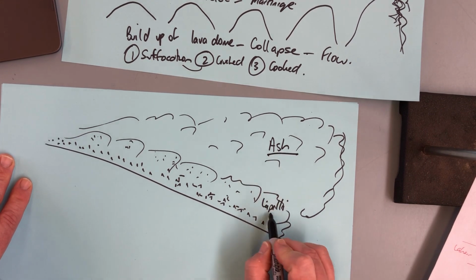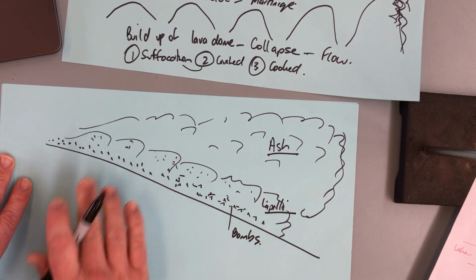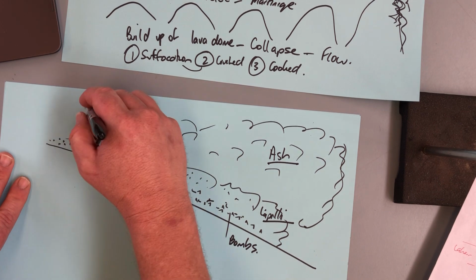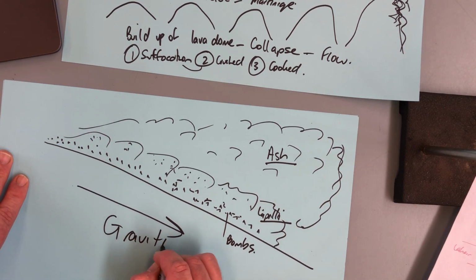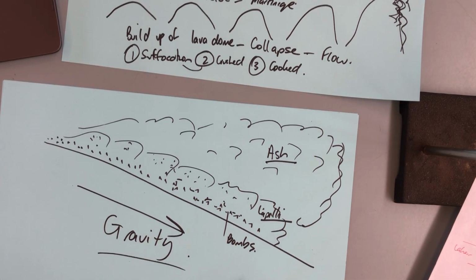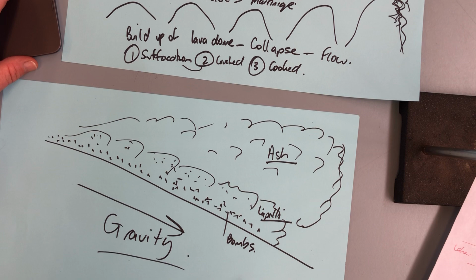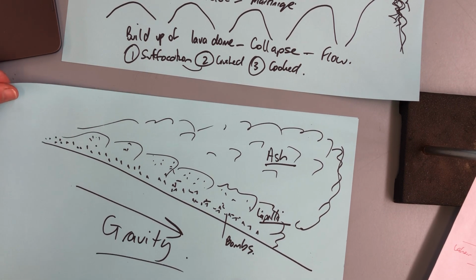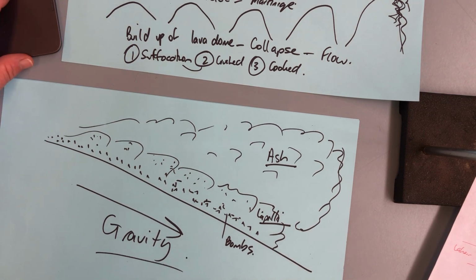You'll notice I've labelled it ash, lapilli, and bombs. So a pyroclastic flow is layered, and this will simply flow down. And what's forcing this? It's gravity. All right, so that's a pyroclastic flow. I've put some pictures of them on the PowerPoint, with a bit more information about that.